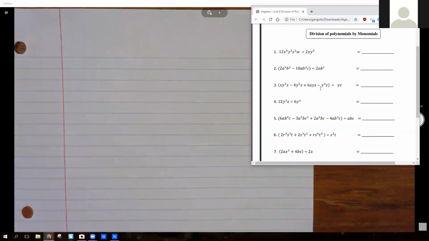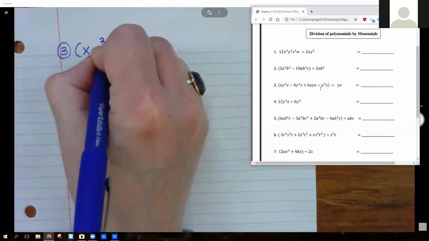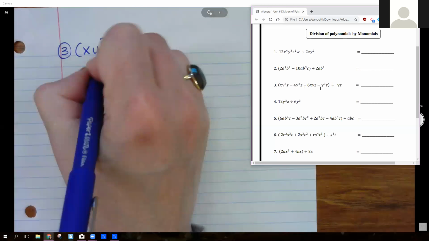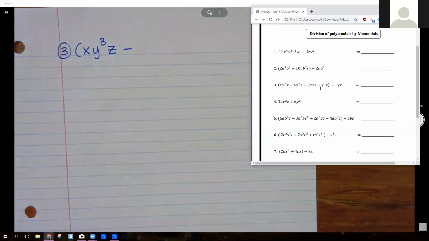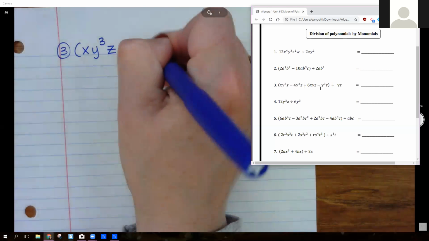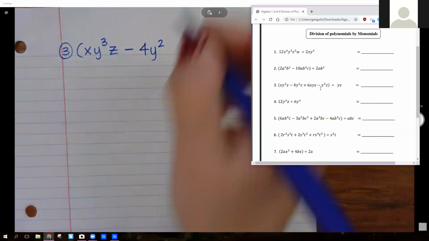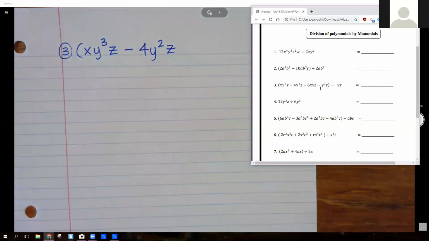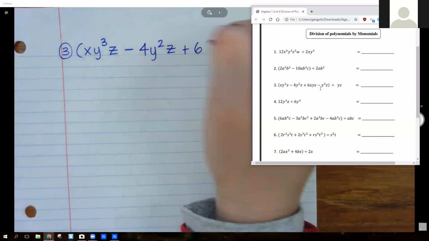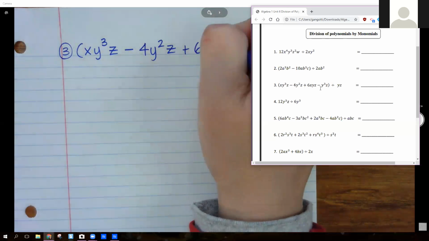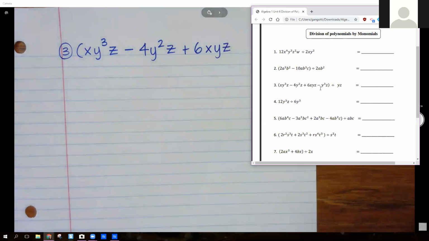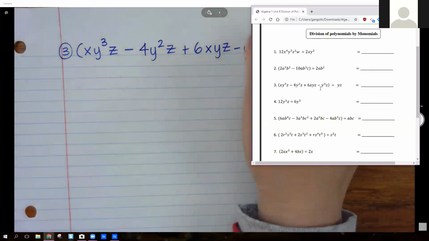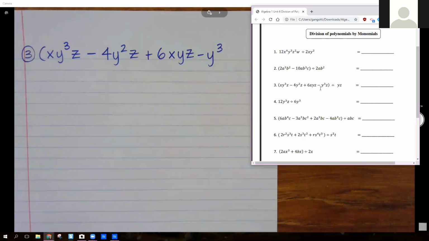All righty. So for number 3, you have xy cubed z minus 4y squared z plus 6xyz minus y cubed z.